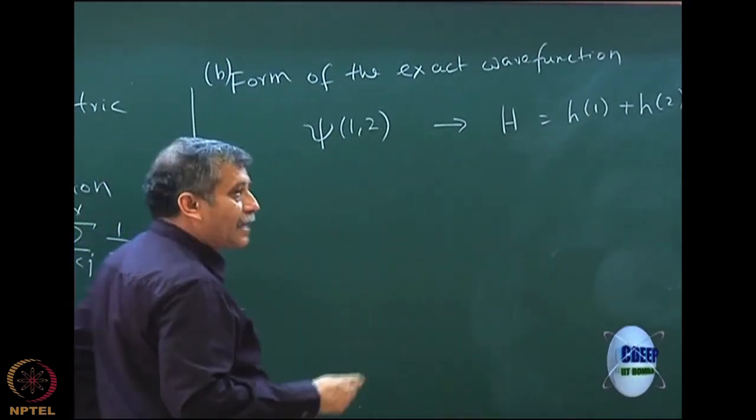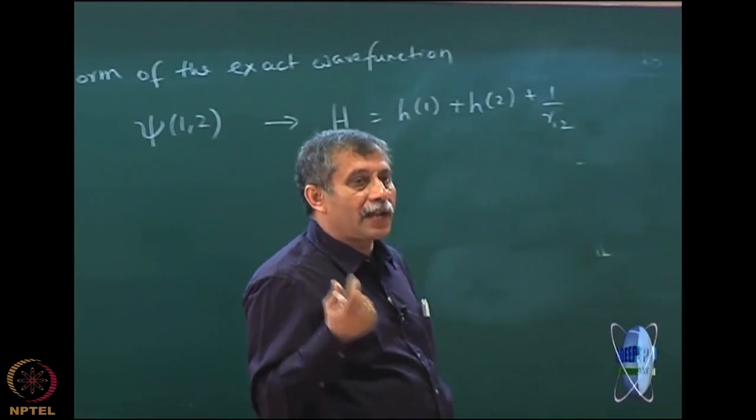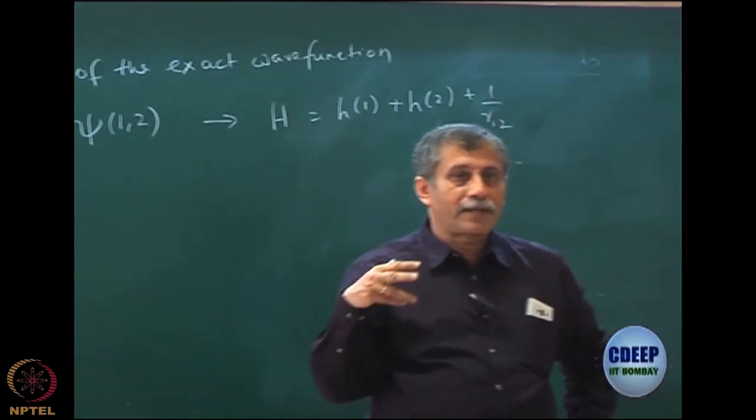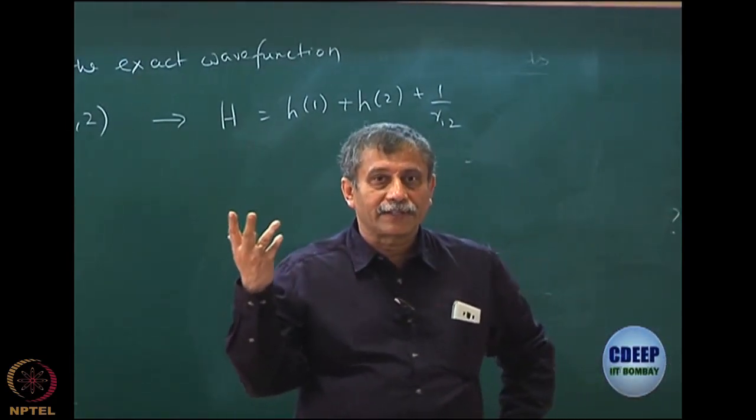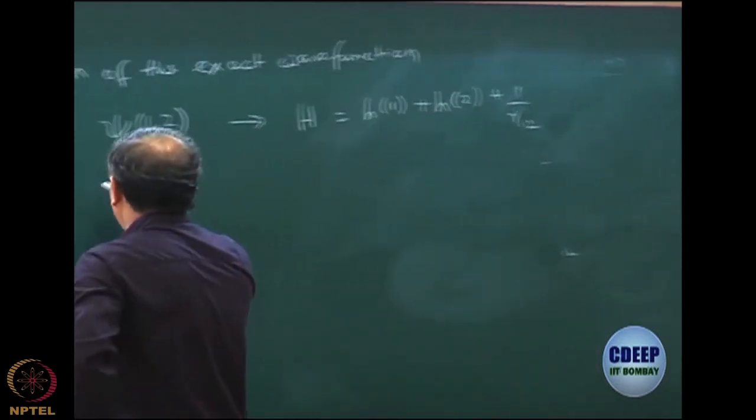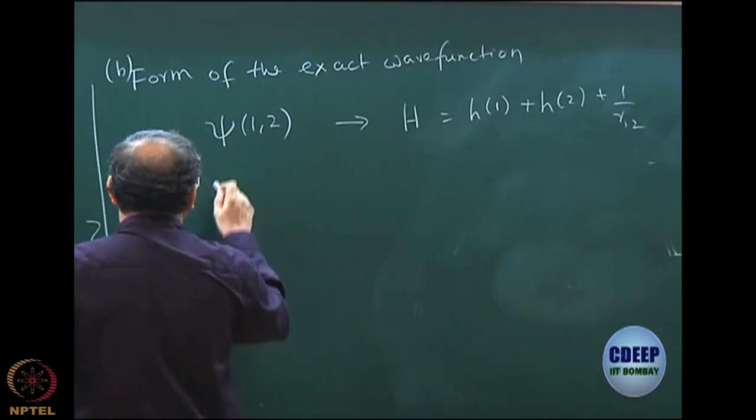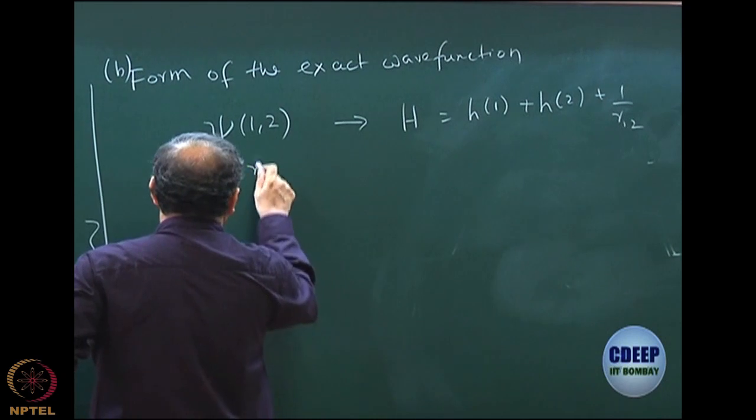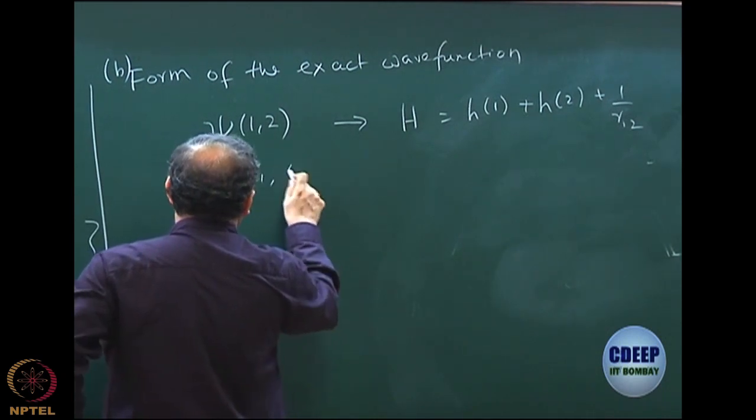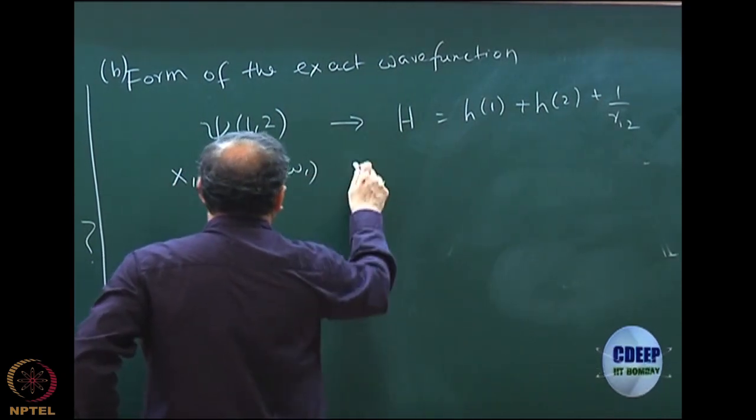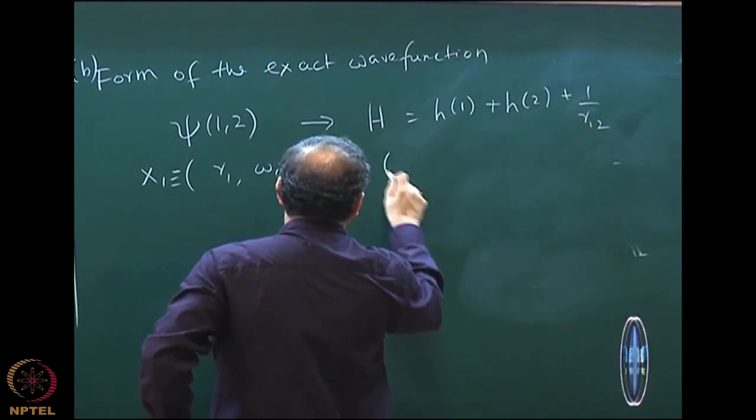The wave function has coordinates which, as I have repeated, are not just space coordinates but space and spin coordinates. I repeat that we have defined the space and spin coordinate x1, which is equal to r1 and the spin coordinate, and x2, which is r2 and its spin coordinate.